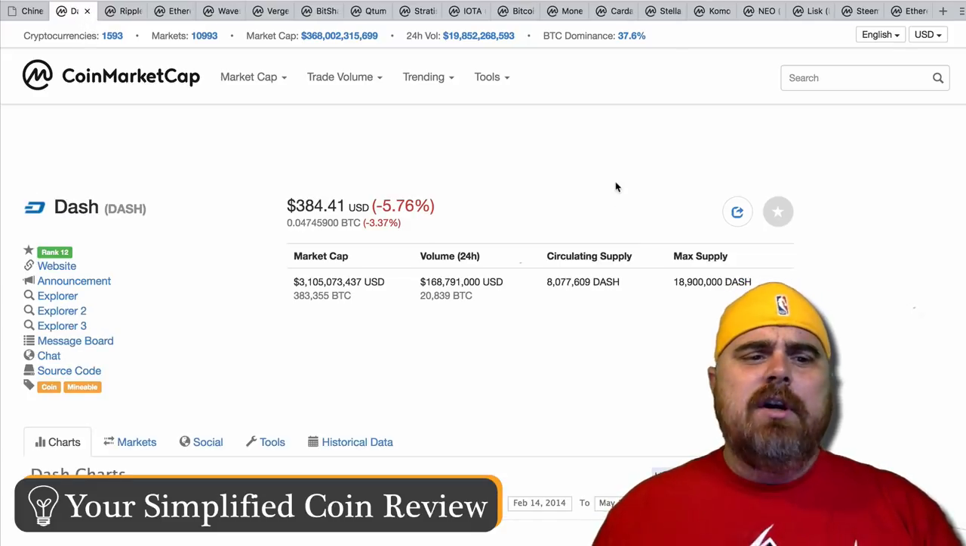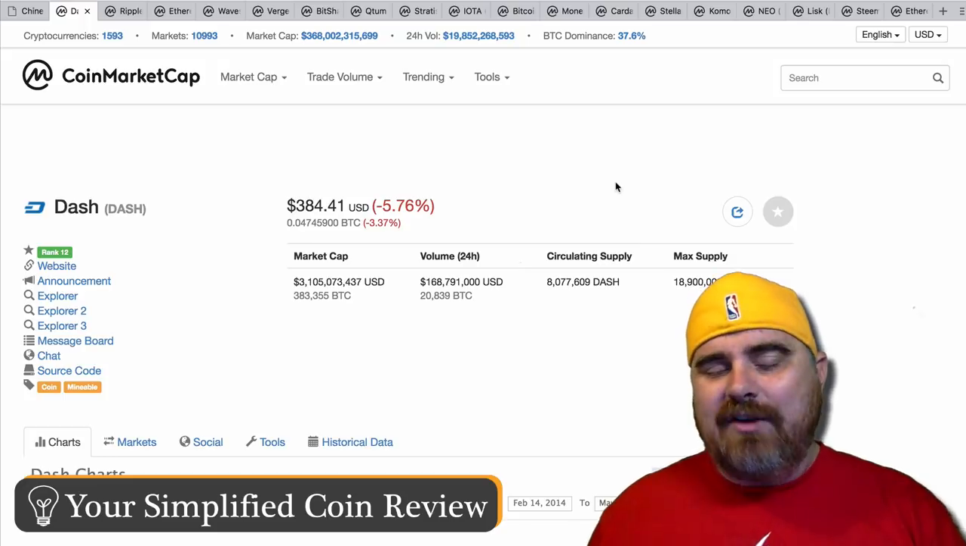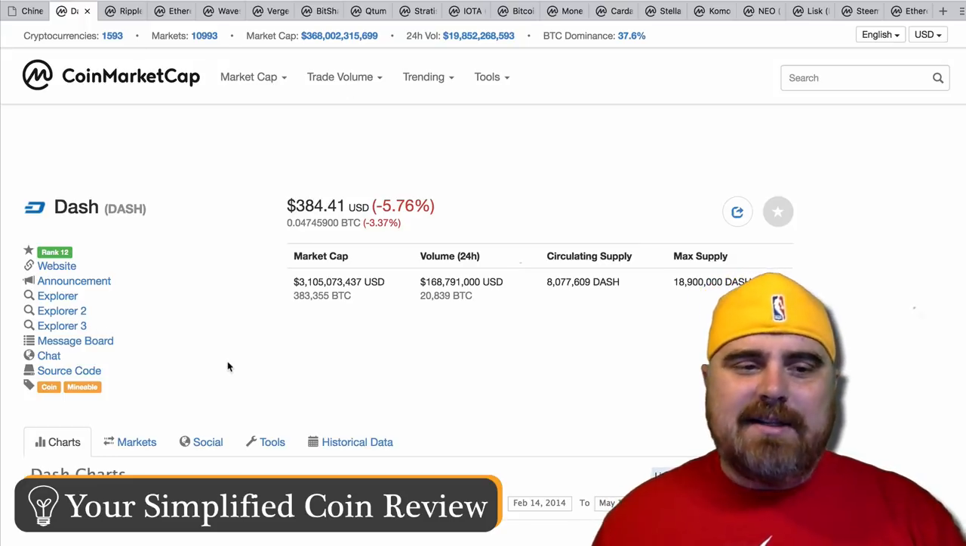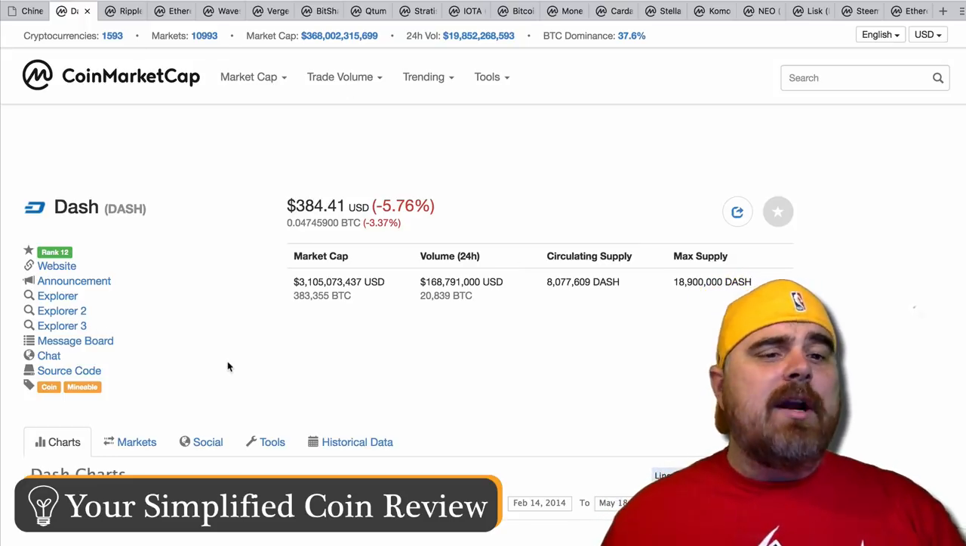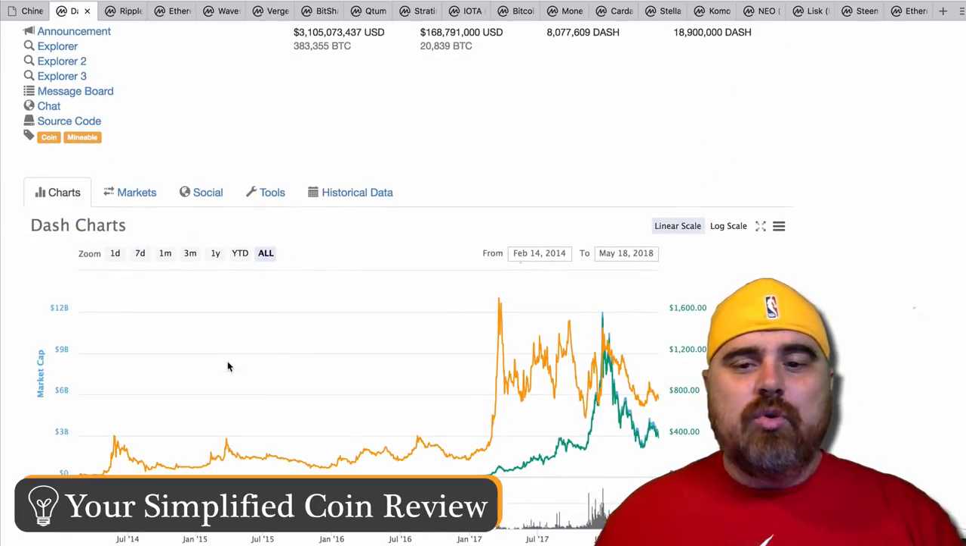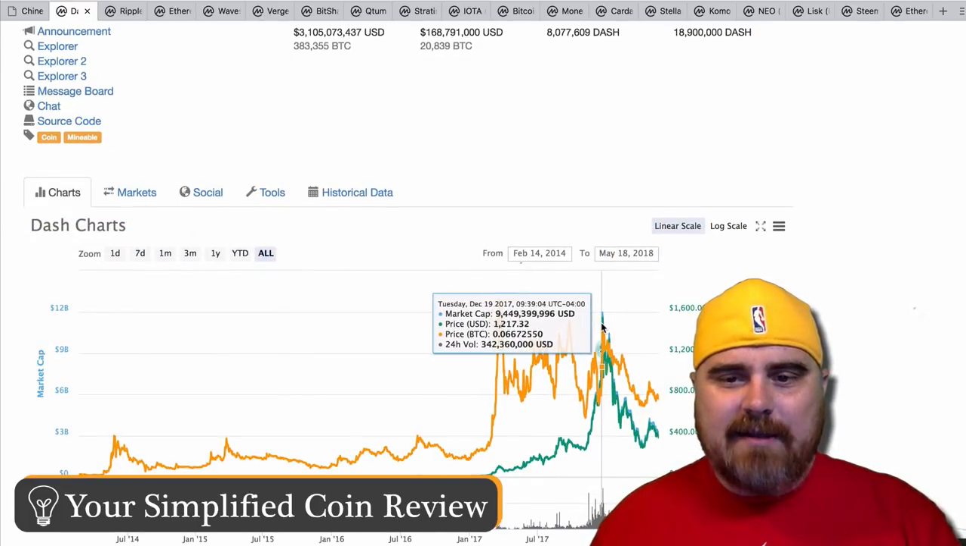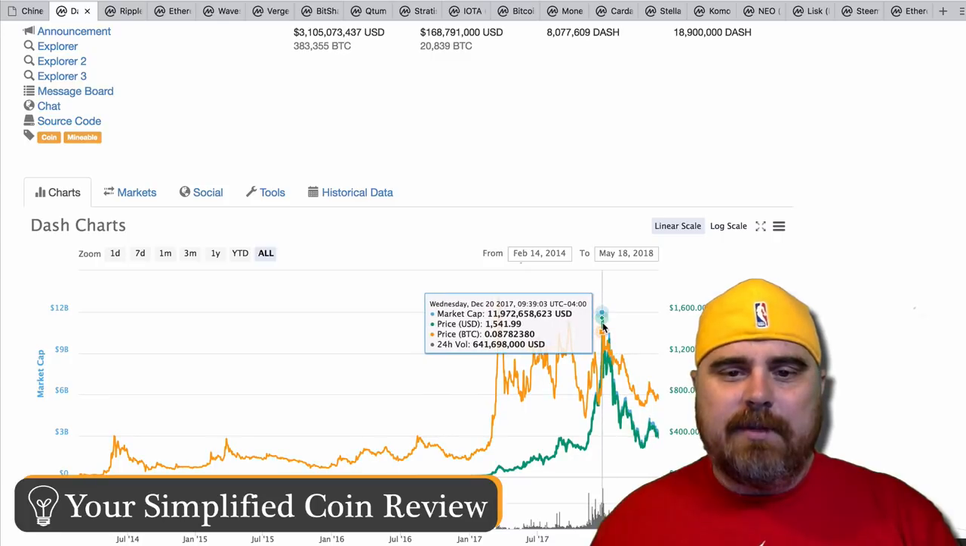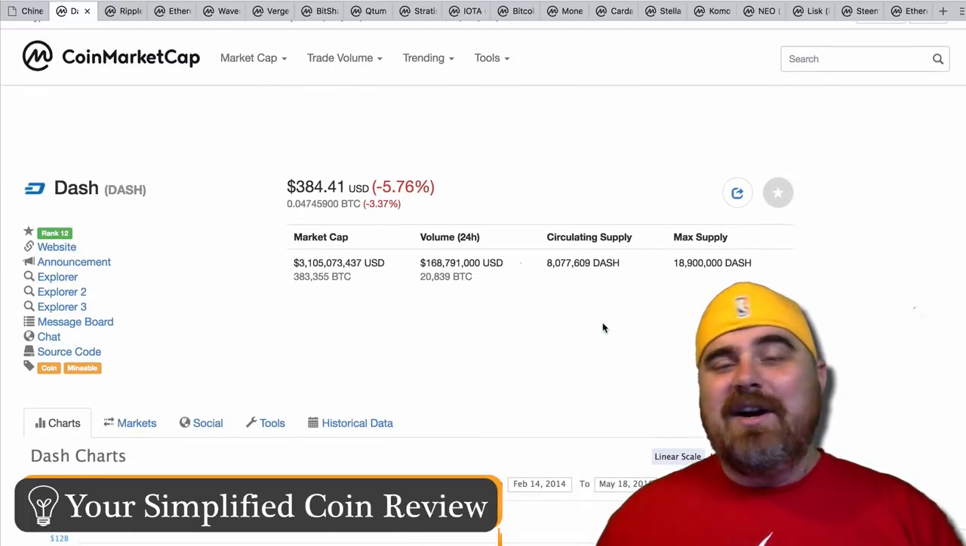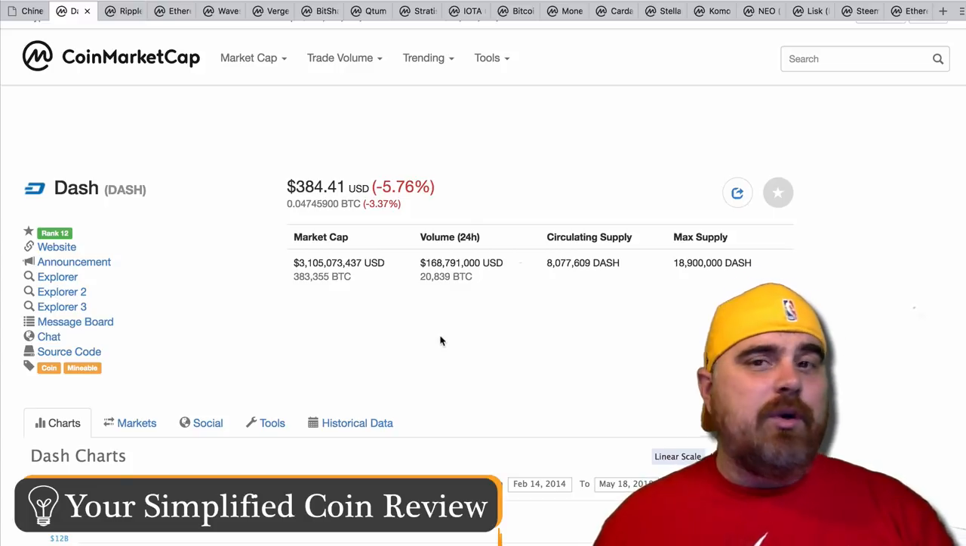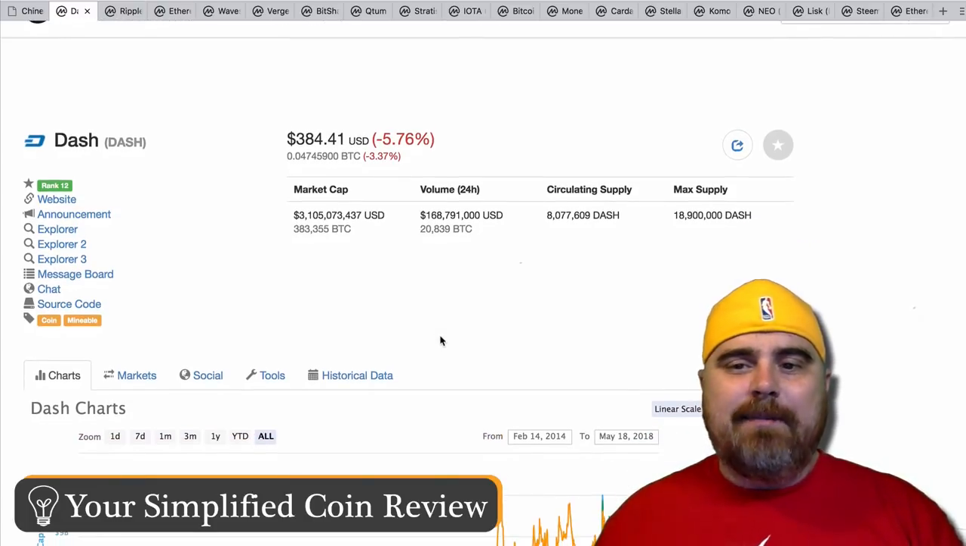Next, we have Dash. So Dash stands for digital cash, and it is coming in at number 18 on the Chinese rankings. On CoinMarketCap, it is ranked number 12. It was at one point as high as, I believe, like $1,200. Let's see what the peak was. $1,500, and right now it's at $384. So it's only at 20% of what it was at the peak.